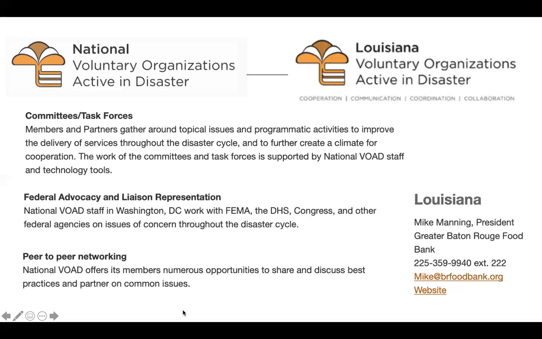And then the peer-to-peer networking, which is really close to the liaising piece I was just telling you about. I'm so sorry about those horns. But being able to talk to other VOADs and collaborate, figure out how you can help each other. During the New Orleans East tornado, there was a lot of collaborating, especially amongst food banks.